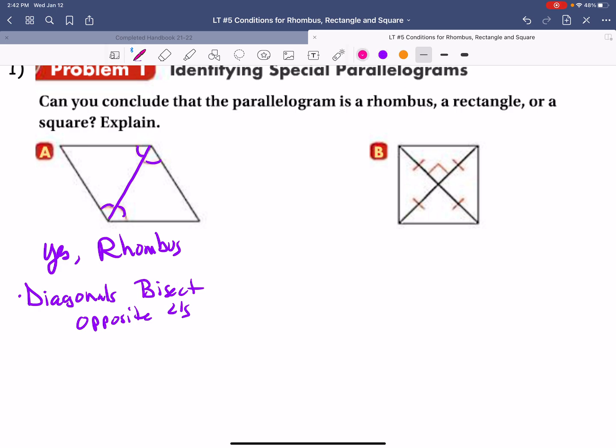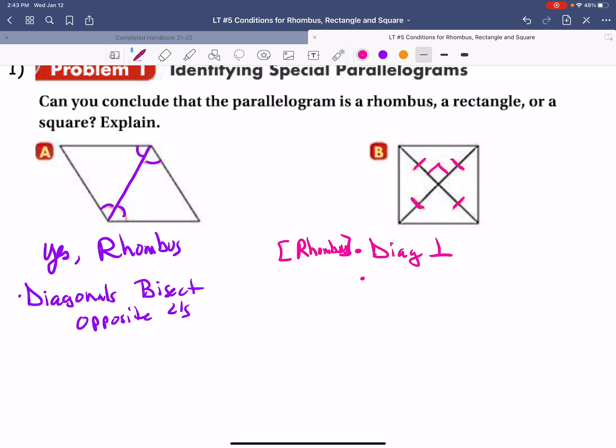On B, what we're given is that all four of these are congruent. And we've got that the two diagonals are perpendicular. So we've got two properties happening. We've got diagonals perpendicular, and that's a property of a rhombus. And not only that, we have that all four of these are congruent.